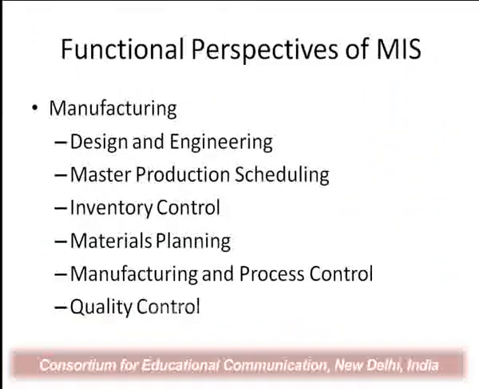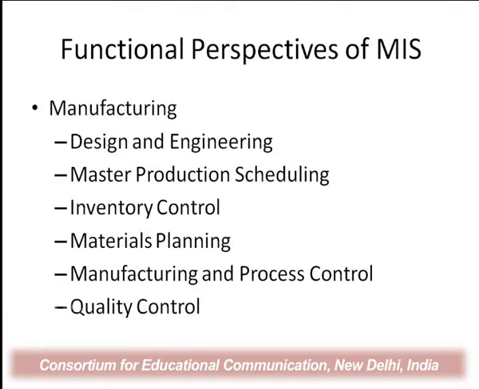Now, if we talk about the MIS system in the manufacturing sector, the main idea is designing and production of goods. So here the two important aspects of the MIS would be to help in the production, and then to also see and control the quality of the process and the product which has been generated.